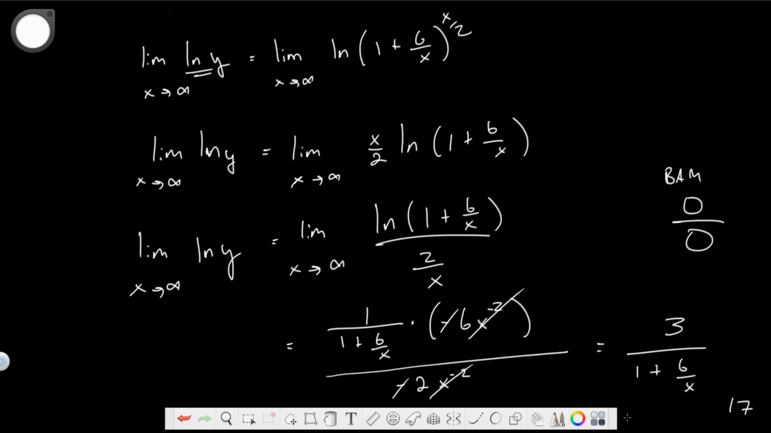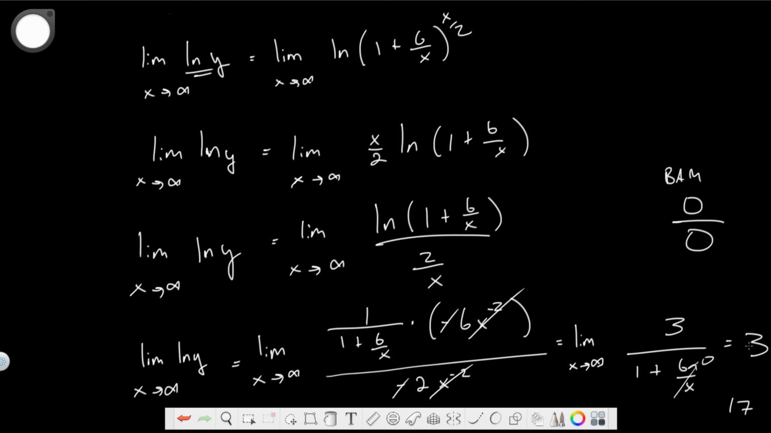I am forgetting some major mathematical notation. These are not equal. I hope that you guys at home are freaking out. I need my limits. All right, and this is all not y, but ln y. That's going to be very important in a second. Right, and as x goes to infinity, 6 over x goes to 0, and we have 3 over 1, that is 3. All right, we are done.